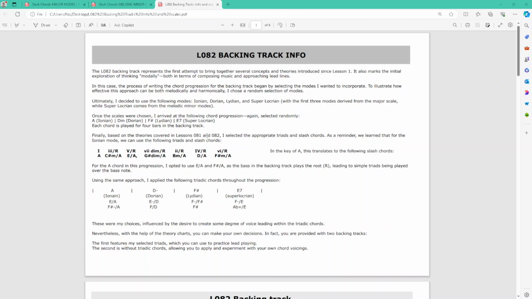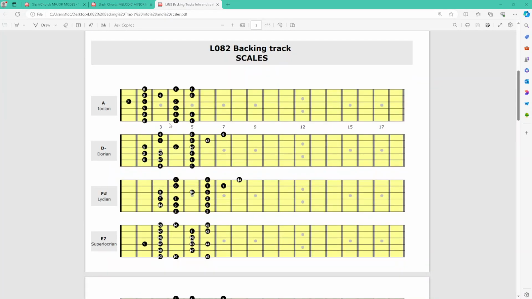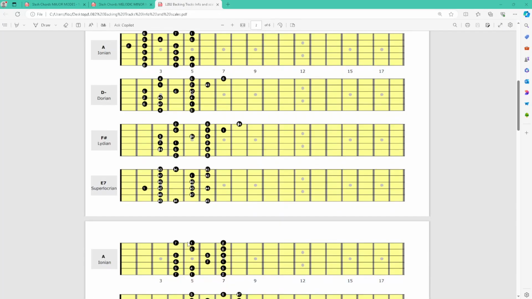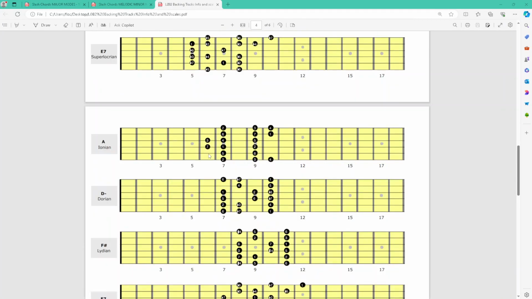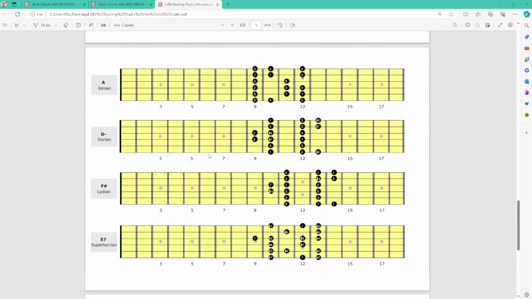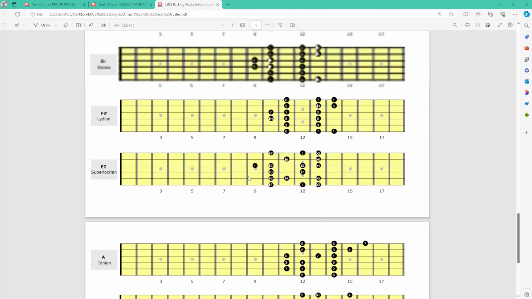More importantly, it also contains the scales that you want to use in terms of soloing. So A Ionian, D Dorian, F sharp Lydian, E7 Superlocrian, subdivided by cages. So you have here the lowest part of the neck, and as you move up. So again, it's A Ionian, D Dorian, F sharp Phrygian, E Superlocrian. 3rd cage, 4th cage, 5th cage, and of course then after that it starts repeating itself.